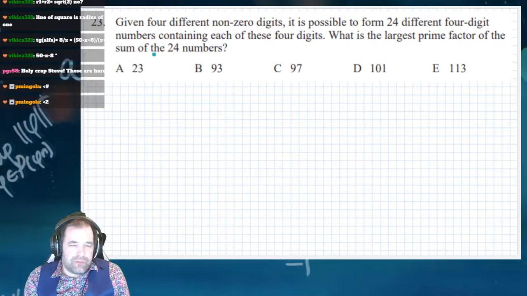So there are 24 different ways to arrange four digits if they're different. So you could have four digits A, B, C, and D. You've got A, B, C, D, A, B, D, C, A, D, C, B, and so on. There's 24 ways of doing that, and that's just 4 factorial. You can have one of 4 digits in the first space, one of the 3 remaining digits in the second, one of 2, and then 1. So that's 24. And at the end, we sum them up.